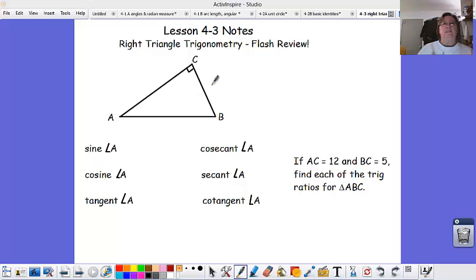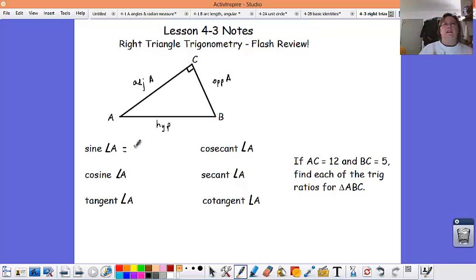sides of the triangle based on that, this side is opposite the angle at A. This leg is adjacent to the angle at A, next to. This side, AB, is the hypotenuse, right across from the right angle. The six trig functions for right triangles can be defined using those words, opposite, adjacent, and hypotenuse.